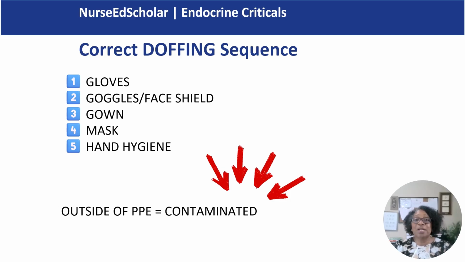So first, you're going to take off the gloves, okay? And then you're going to remove the face shield, then the gown, then the mask or respirator, and then after, perform hand hygiene. And remember, the outside of the PPE is the most contaminated.